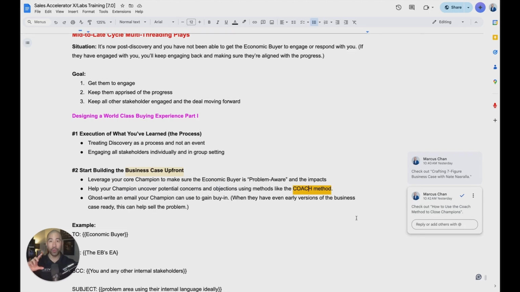This is a systematic, step-by-step way. It gets your champion, your stakeholder, thinking through the concerns they're potentially going to run into, especially if they've never gotten something approved internally before. This is really important because if they know what to expect, it's far easier.